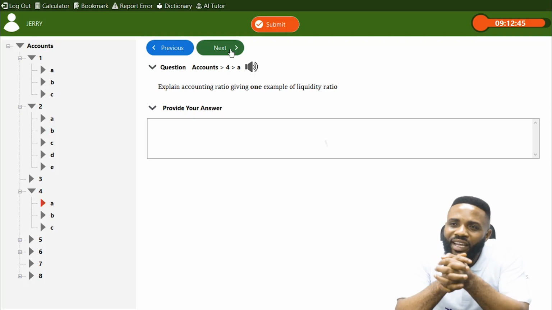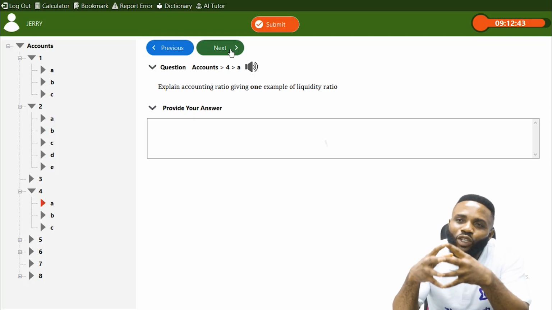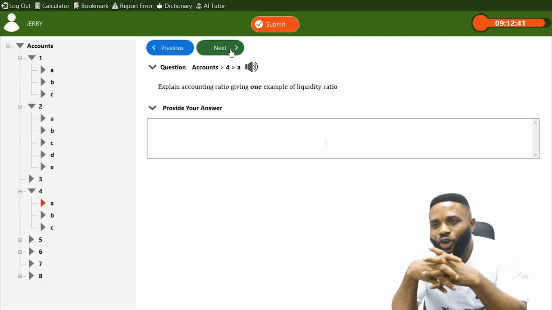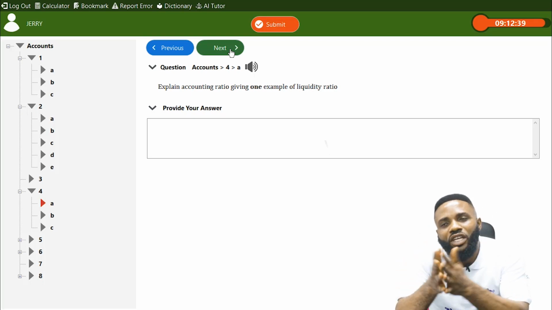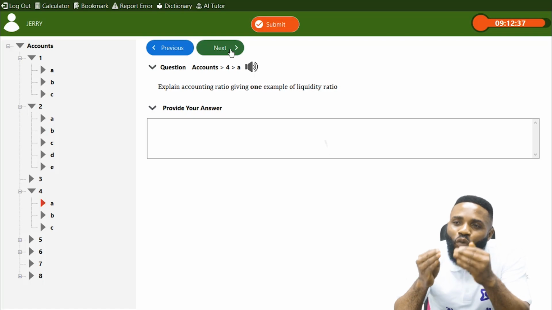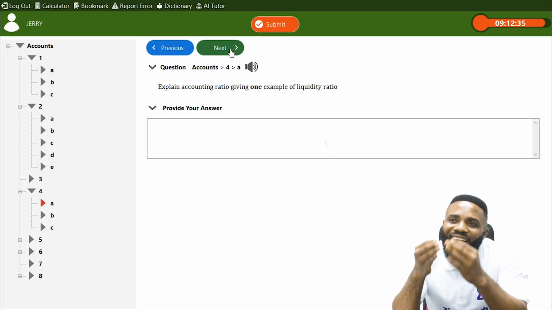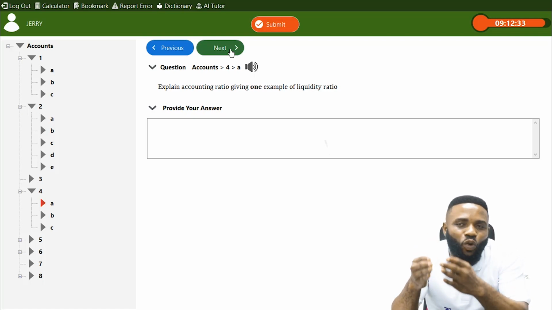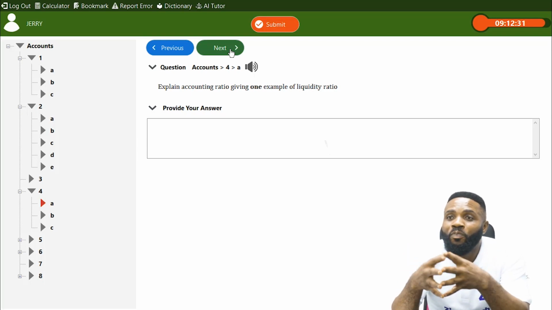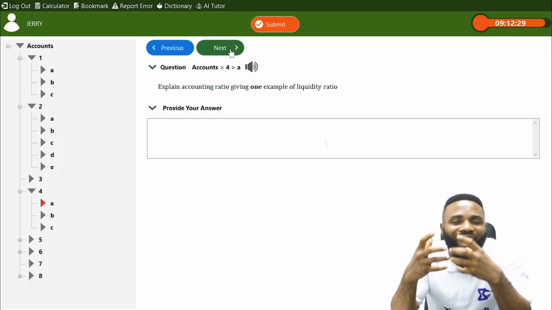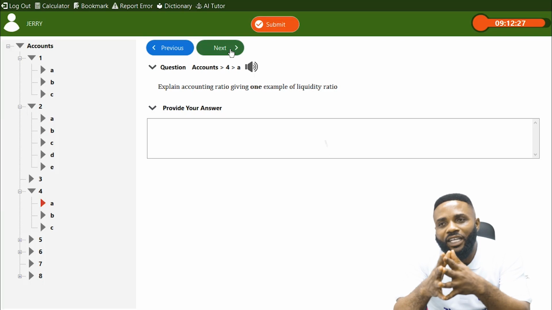Why do we need to subtract stock, or what we call inventory, from your current asset? We have to do that because we are looking at the assets that can be easily converted into cash. And you and I know that you can't predict exactly when your stock can be converted to cash.